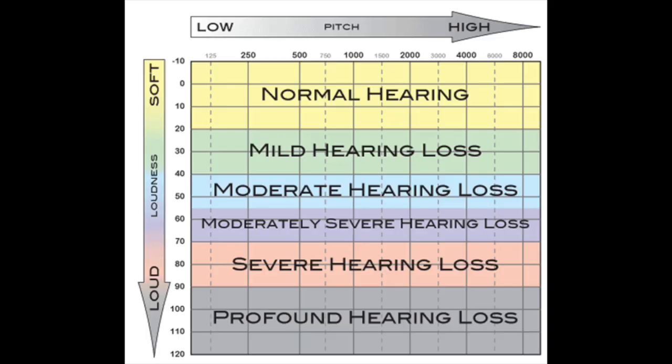And then just to go over the borders of the different kinds of hearing loss. So normal hearing is anywhere from negative 10 decibels to 20 decibels. Mild hearing loss begins around 20 or 25 over to 40 decibels. And 40 to 55 is moderate hearing loss. And then 55 to 70 is moderately severe hearing loss. And then 70 to 90 is severe hearing loss. And then 90 to 120 is profound hearing loss.